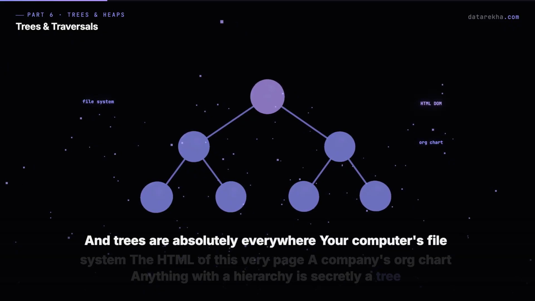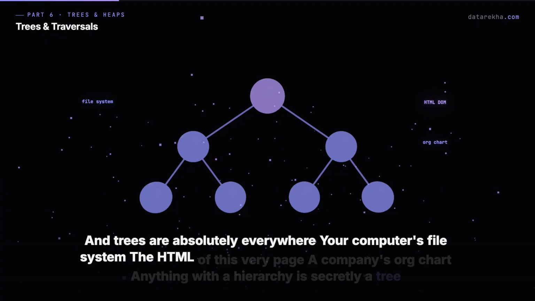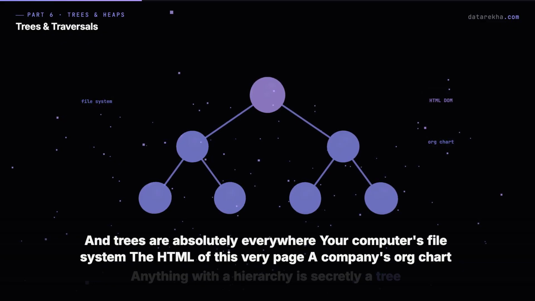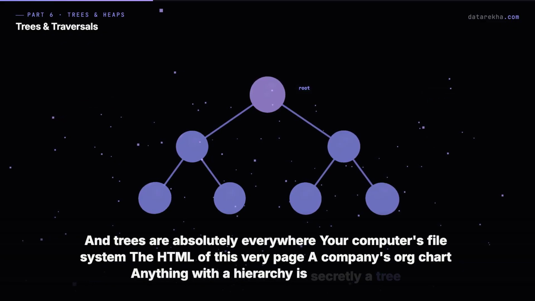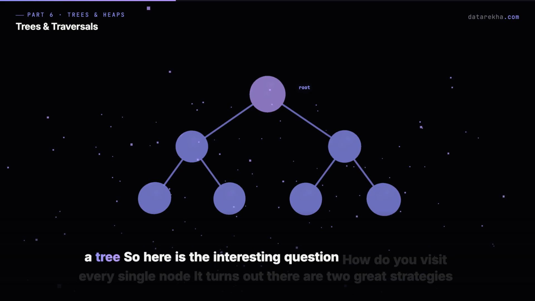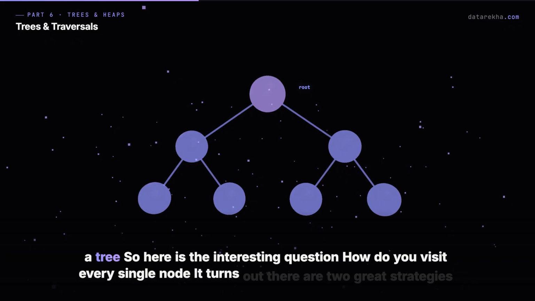Your computer's file system. The HTML of this very page. A company's org chart. Anything with a hierarchy is secretly a tree. So here is the interesting question. How do you visit every single node? It turns out there are two great strategies.